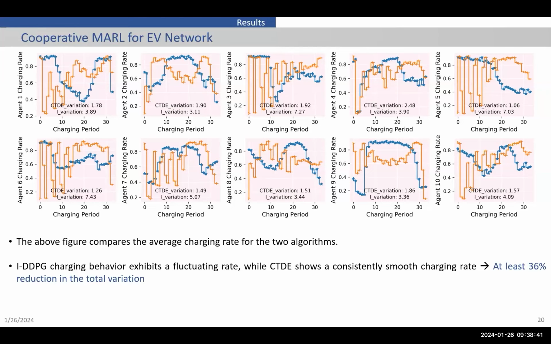And again, the blue one relates to the CTDE, the cooperative multi-agent, and the orange one relates to the independent multi-agent, from agent 1 to agent 10, and the y-axis shows the charging rate. We see a smooth waveform for the cooperative multi-agent, but we have a lot of fluctuation in the independent ones, which is not good because we are charging the battery, and this fluctuation is not good for the battery life. We see at least a 36% reduction in the total variation.